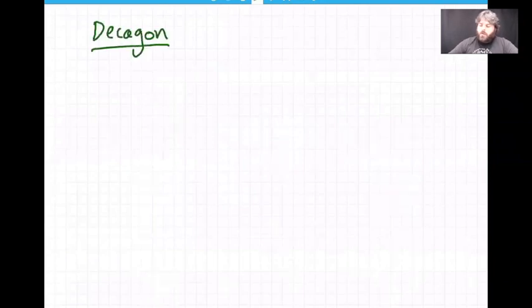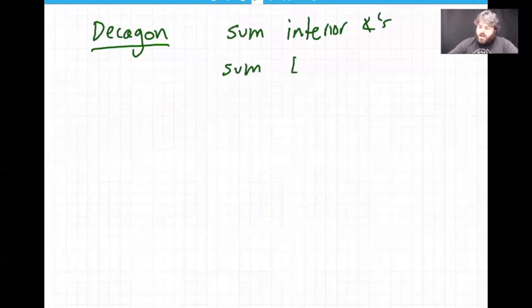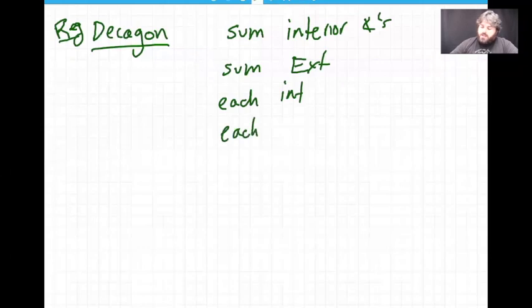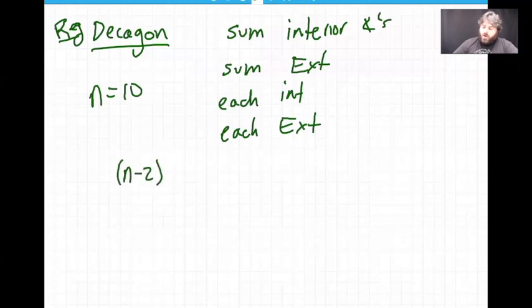All right, so let's look at an example of this. Let's say we have a 10-sided figure, so a decagon. I want to know all these things: the sum of the interior angles, the sum of the exterior angles. Let's say this is a regular decagon, sorry. I want to know each interior angle, and I want to know each exterior angle. Okay, so let's just find these real quick. So we know that n is equal to 10, so we're just going to use our formulas. The sum of the interior is going to be n minus 2 times 180.